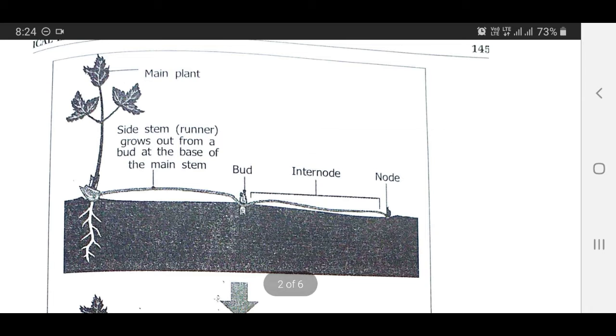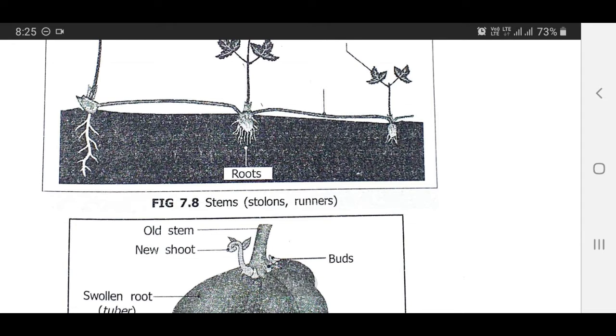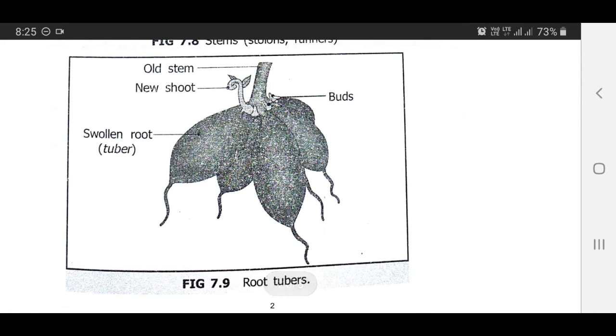You see in the diagram, a stem runner grows out from a bud at the base of the main stem, and it crawls over the ground surface to an area where there is an internode. From the node, it generally strikes roots and develops an individual plant. You see more detail in this diagram of how rooting takes place at the node places. Now see tuberous roots: old stem, new shoot, buds, swollen root, tubers.